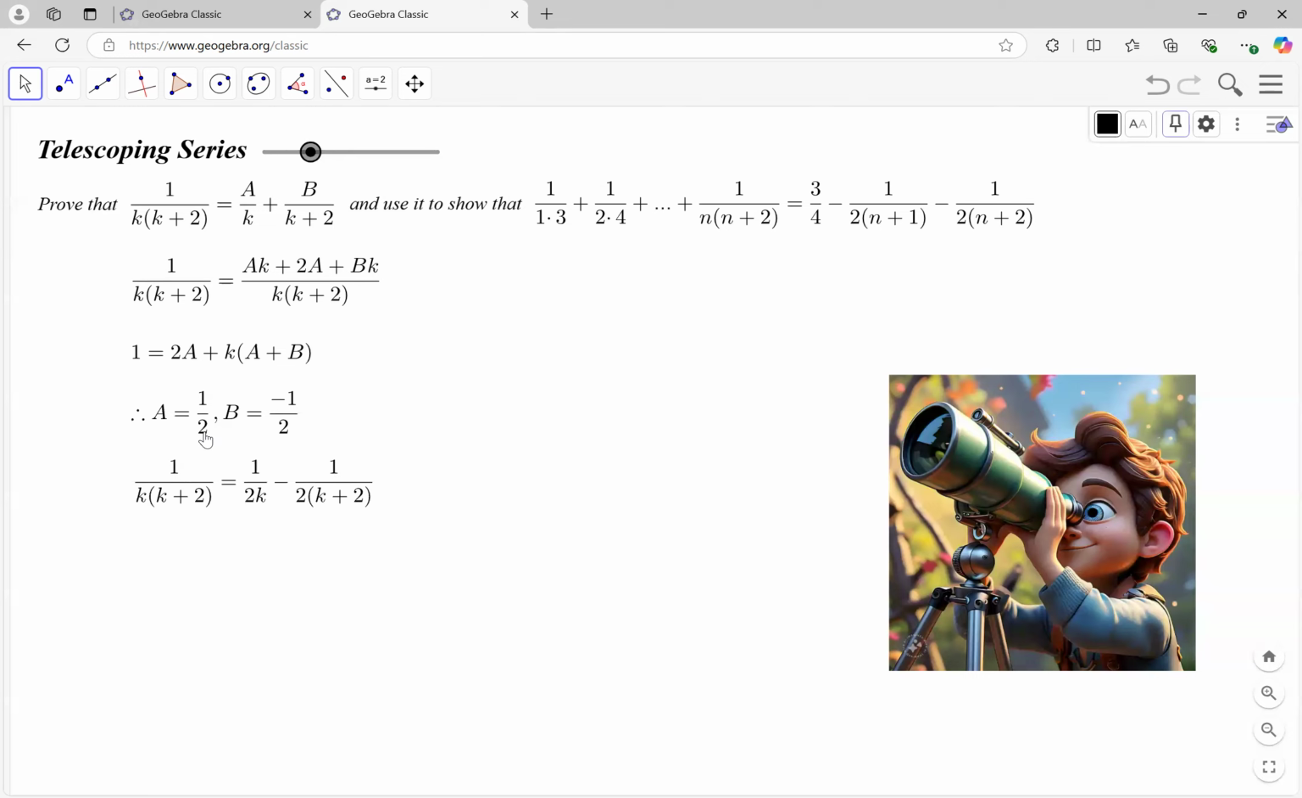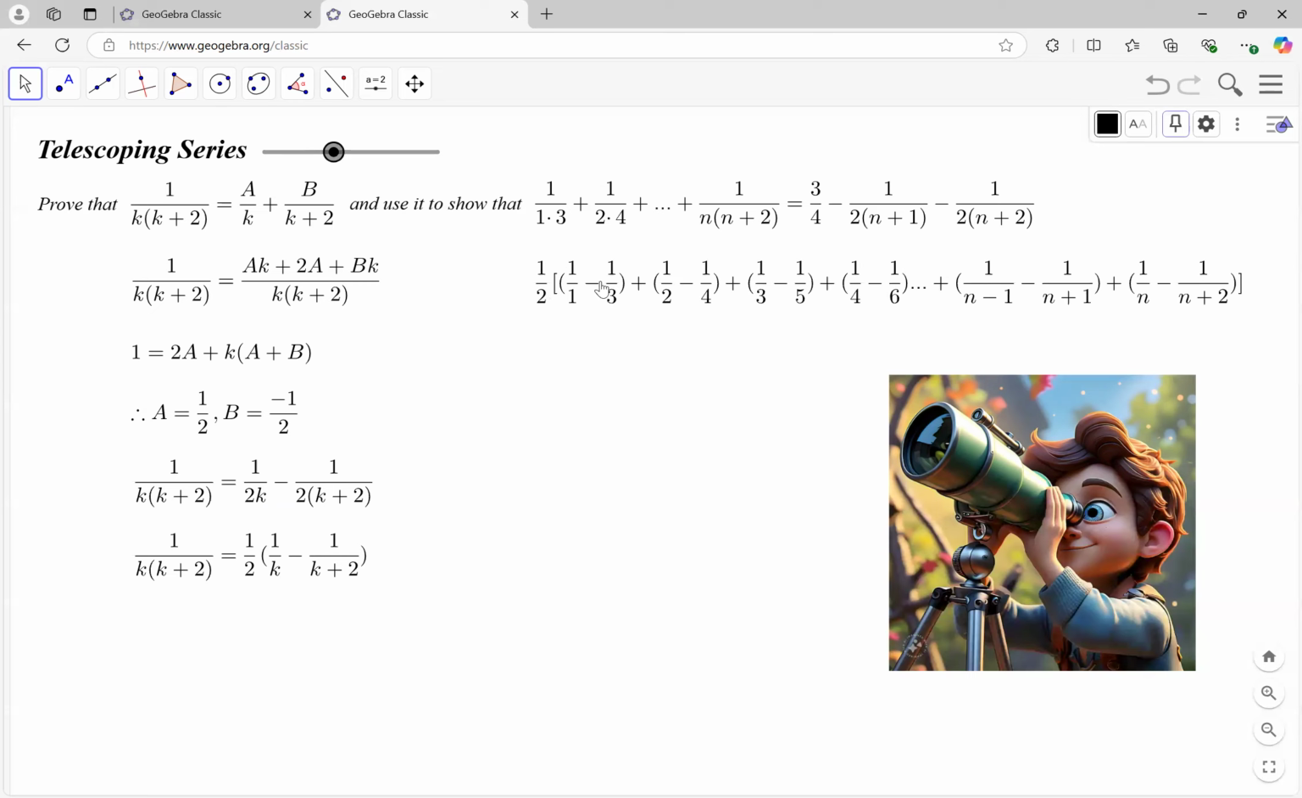Okay, then what we can do is rewrite our fraction as a partial fraction decomposition. So 1 on 2k minus 1 on 2 multiplied by k plus 2. Because remember, b turned out to be negative 1/2, so it becomes minus 1 on 2 multiplied by k plus 2. And 1 on 2k is the first term there. What we're just going to do here is you'll notice we can take out 1/2 as a factor. So we just get 1/2 multiplied by 1 on k minus 1 on k plus 2.